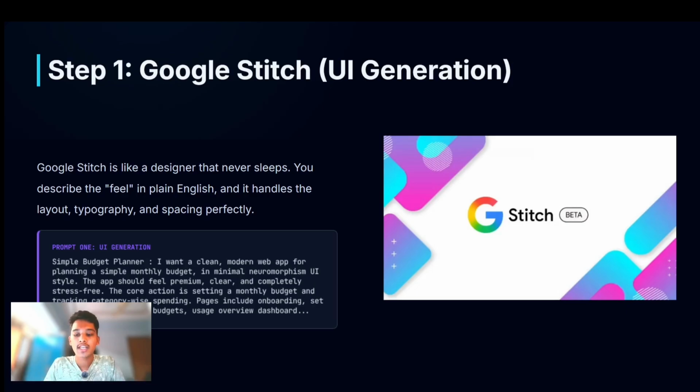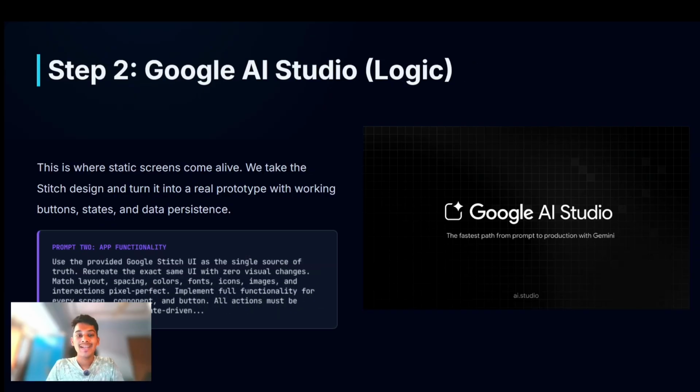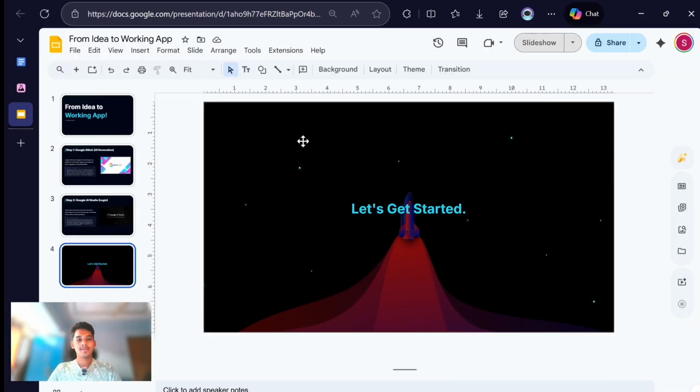All right, what about next? To convert that UI design into a working prototype, we'll be using something called Google AI Studio. Inside Google AI Studio, we have a build option right there, which lets you create apps in minutes. This is where static screens come alive. We take the Google Stitch design and turn it into a real prototype with working buttons, states, and data persistence, so that it's kind of working. It's good for basic prototypes. And that is it. Let's get started.